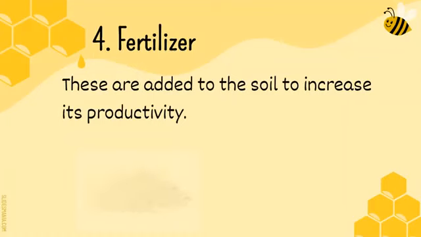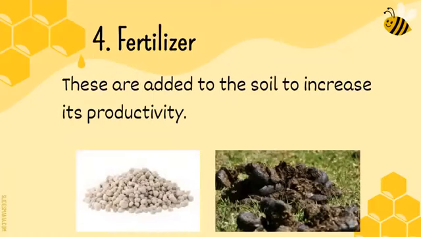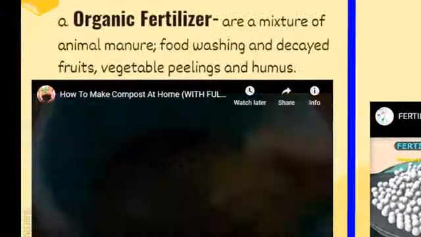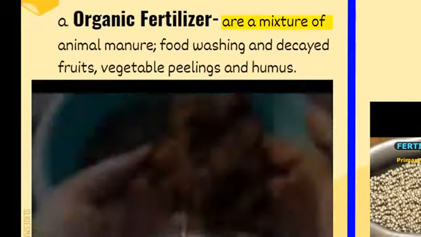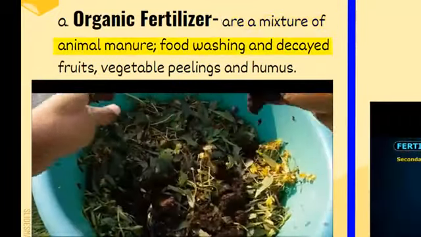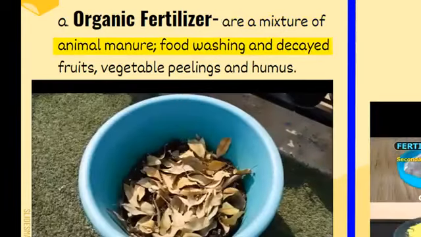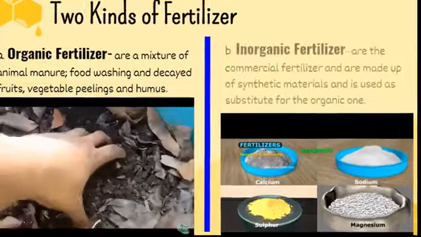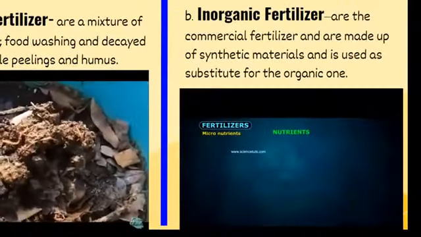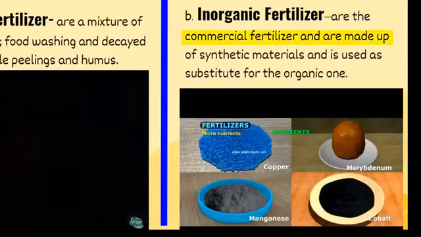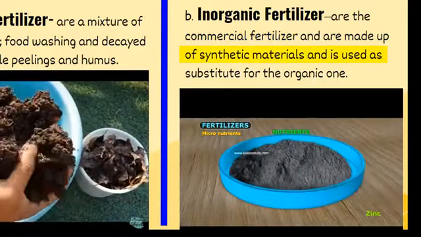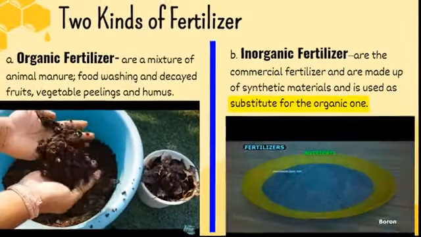Fertilizer. These are added to the soil to increase its productivity. There are two kinds of fertilizer. Organic fertilizers are a mixture of animal manure, food washings, decayed fruits, vegetable peelings, and humus. Inorganic fertilizers are commercial fertilizers made up of synthetic material, and are used as a substitute for the organic one.